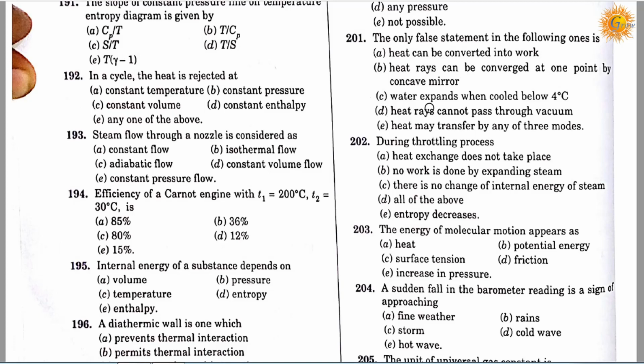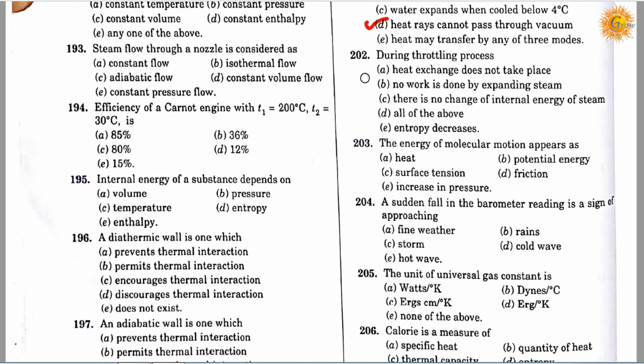Option C. Water expands when cooled below 4 degrees centigrade. Option D. Heat rays cannot pass through vacuum. Option E. Heat may transfer by any of three modes. Correct answer is D. D is a false statement. Only false statement in the following is heat rays cannot pass through the vacuum, so that is wrong.